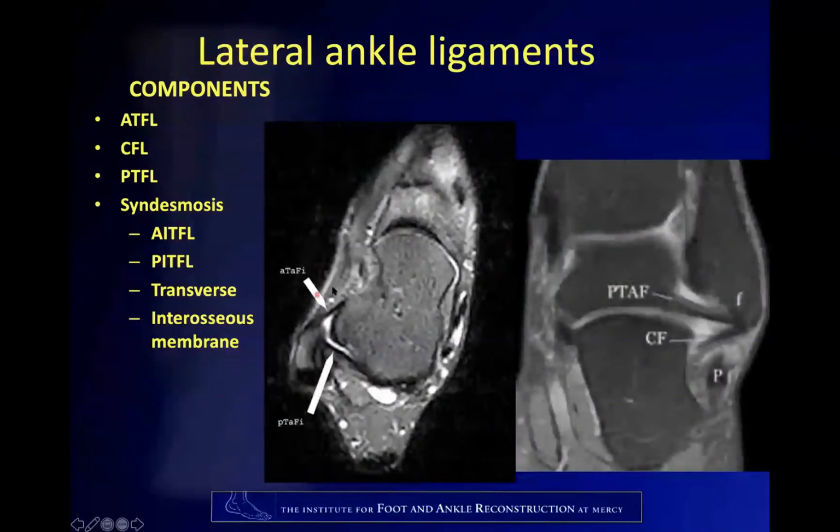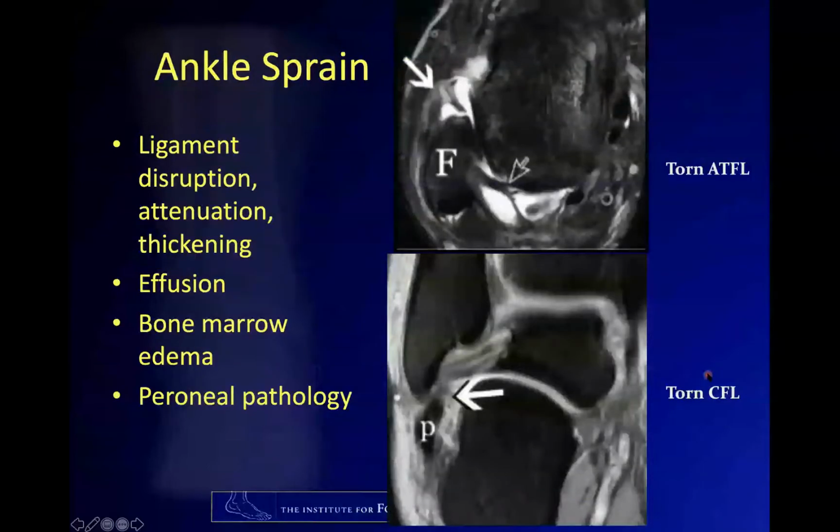Here we're looking at the lateral collateral ligaments. We're looking at the anterior talofibular ligament here. You can see the posterior talofibular ligament here. And in this image here, you see the posterior talofibular ligament. Here's the fibula, and here's the calcaneofibular ligament arching over the peroneal tendons.